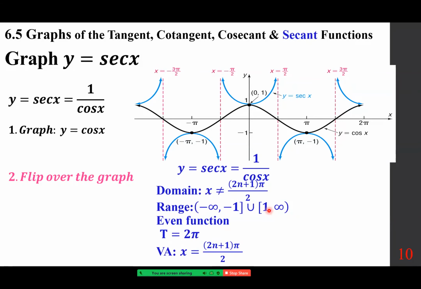The range is the same as cosecant, and that means everything that sine and cosine cover aside from that. Of course, negative 1 and 1 are covered. It is an even function because cosine is even, so is secant. And the period is the same thing. By the way, you can see that with respect to the y-axis, they are symmetric.